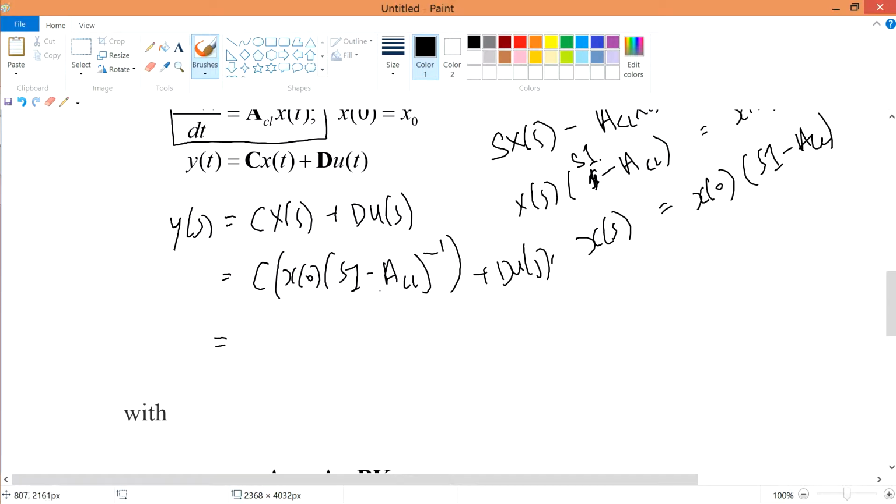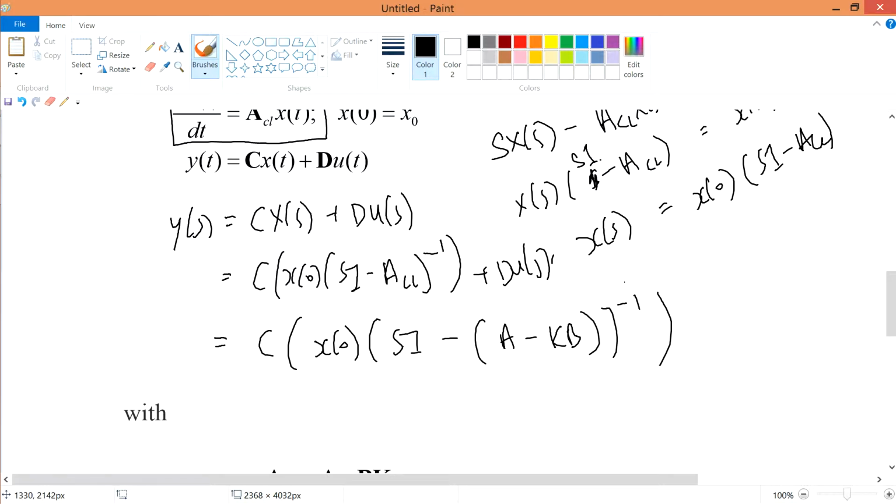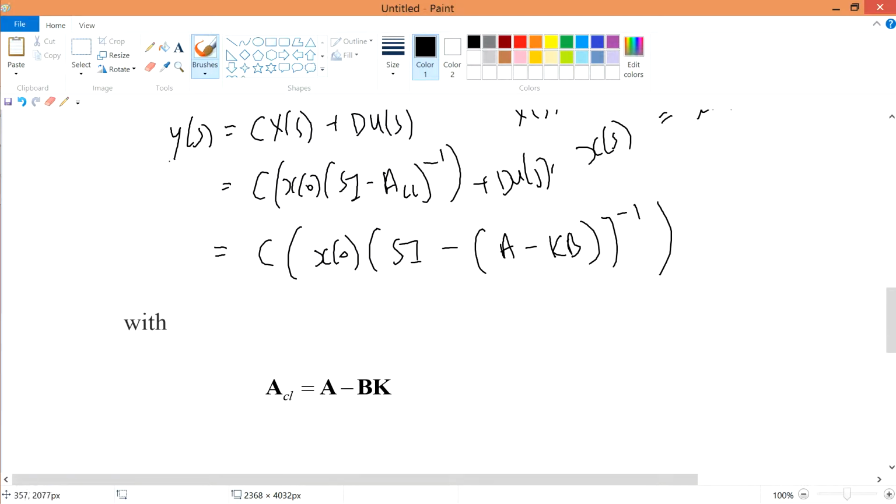And therefore we know that A_CL is equal to A minus KB. So what I can do is to just rewrite, and we know that D normally is set to 0, so this whole thing becomes 0, so to speak. So I have Cx0 and then (sI minus A_CL), which you can write as A minus KB, this whole thing to the power of minus 1, is your Y(s). So you have represented your output as this thing over here already.